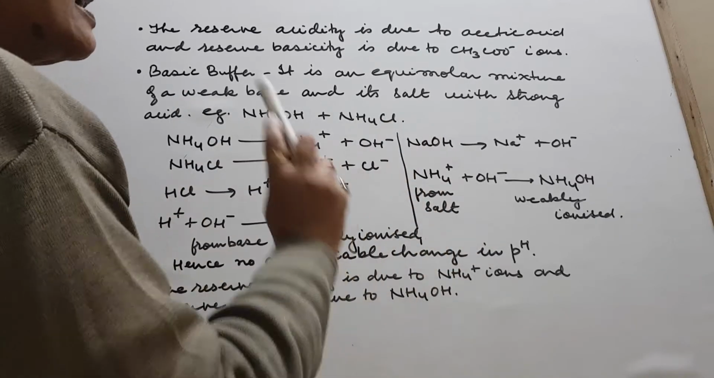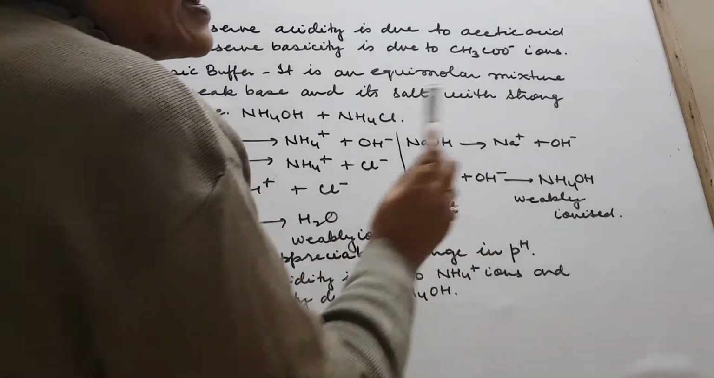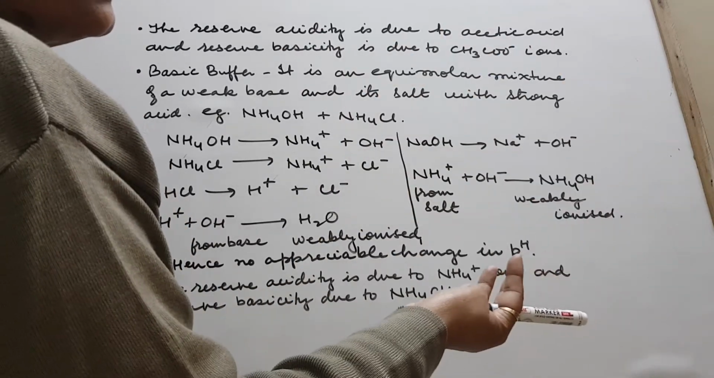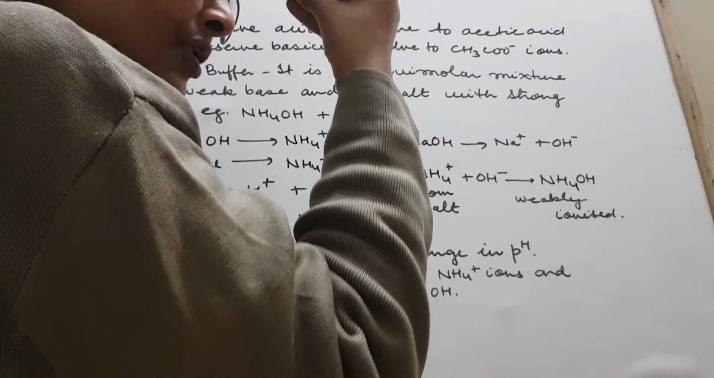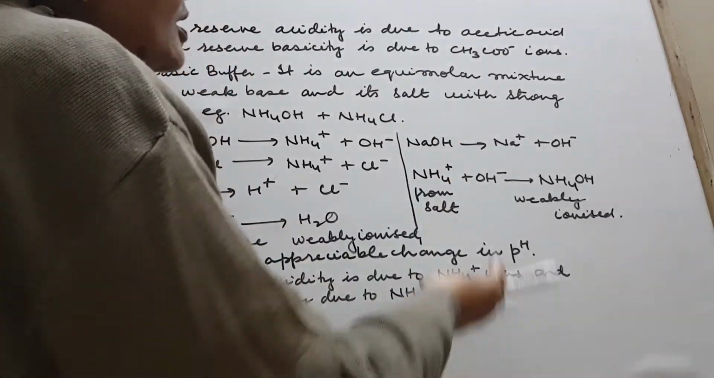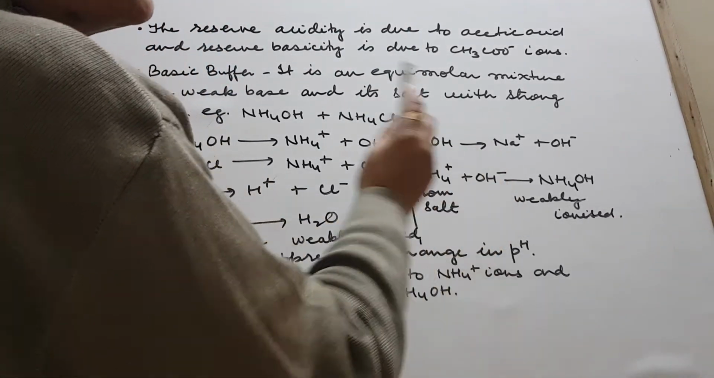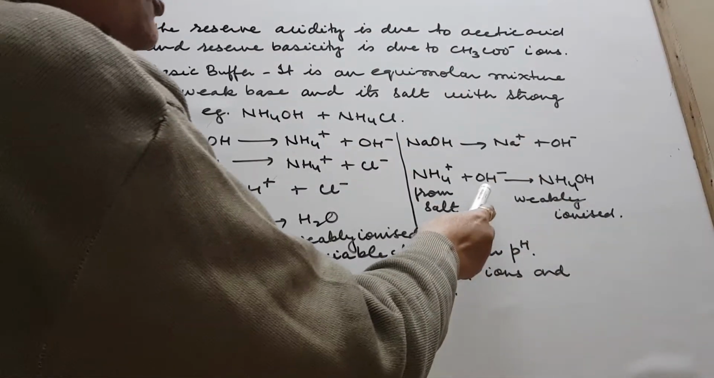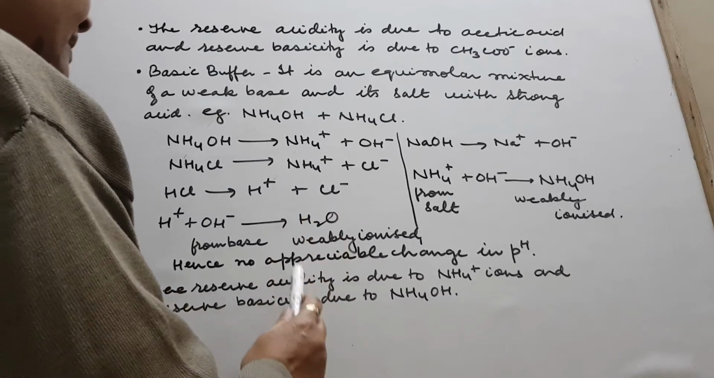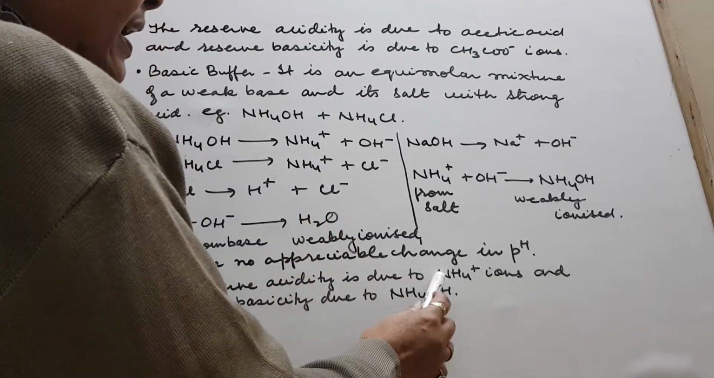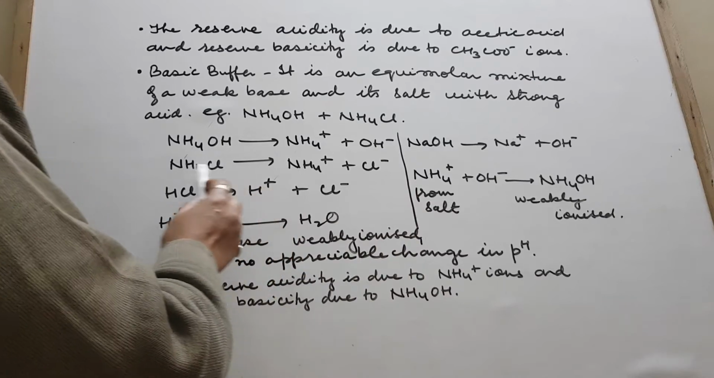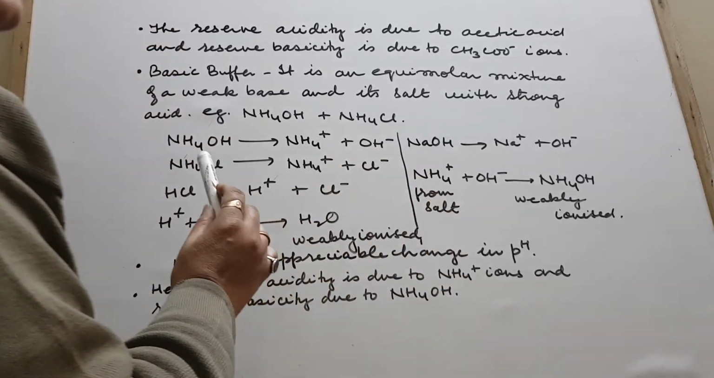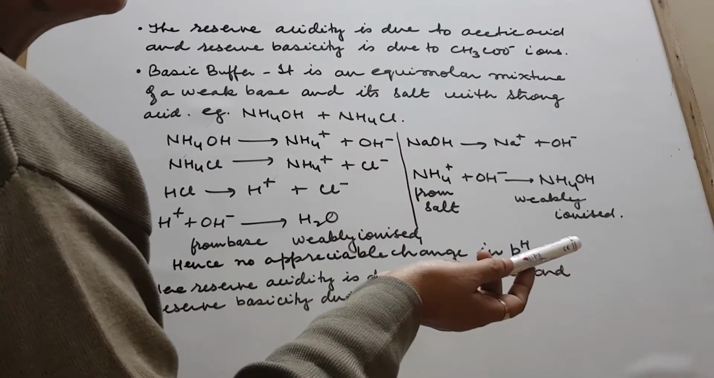So now you have to have something which will minimize its basic character, the basic character of this OH minus ions, and will try to minimize the change in the pH due to these OH minus ions. So here the reserve acidity is due to NH4 plus ions, and these NH4 plus ions are coming from salt. So by saying NH4 plus ions, indirectly I am saying NH4Cl.